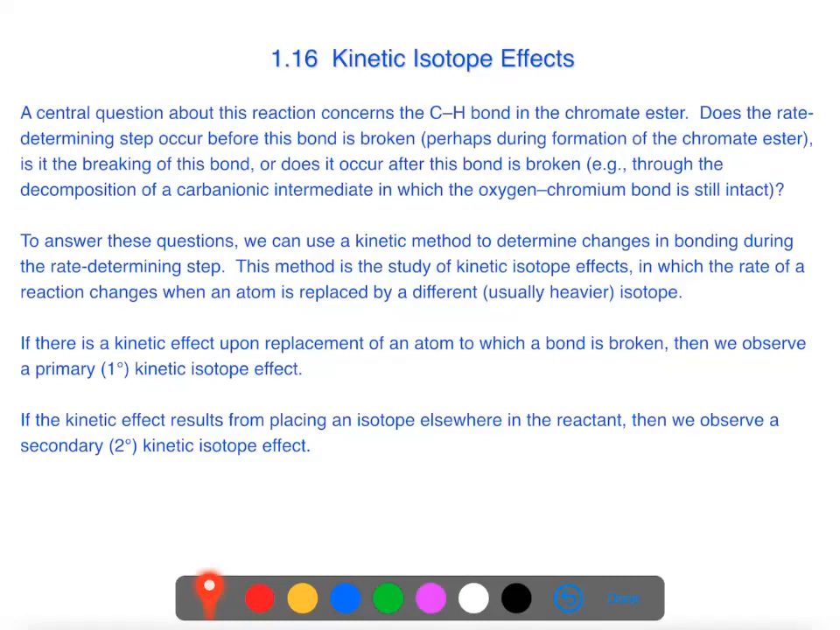If there is a kinetic effect upon replacement of an atom to which a bond is broken, then we observe a primary kinetic isotope effect. If, however, the kinetic effect results from placing an isotope elsewhere in the reactant, then we observe a secondary kinetic isotope effect. So in the next two subsections, we're going to discuss both primary and secondary kinetic isotope effects and show you how these types of studies can be very useful in determining the rate-determining step of a complex reaction mechanism.